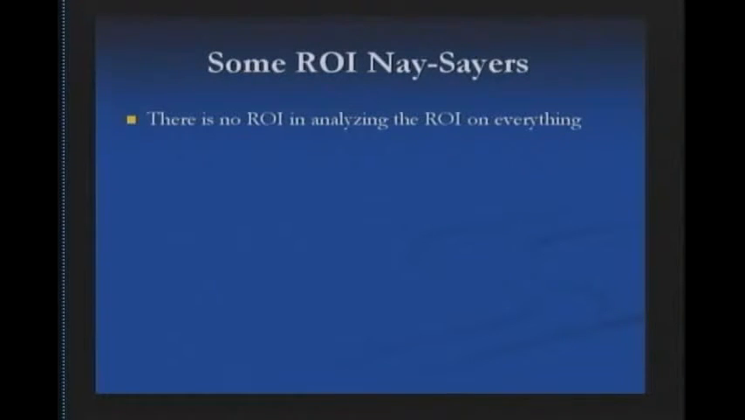There's no ROI in analyzing the ROI on everything. What do we mean when we say that? Well, it can take a great deal of effort to do an ROI study. I mean, if you add up all the money and time that goes into doing a full-blown ROI analysis, it might be $10,000 or $20,000 or $30,000 to do one of those. Now, that's an investment in making good decisions. It's time and money well spent. If you're thinking of spending $1 million on something, it makes a ton of sense to spend $20,000, $30,000, $40,000 to make sure that you're investing that million in the right place.